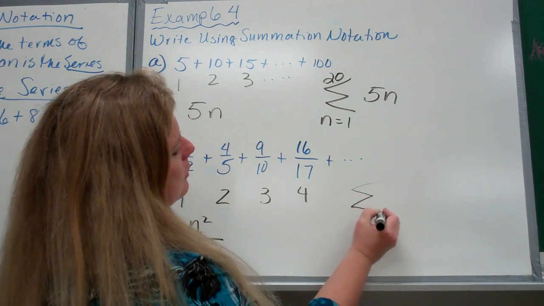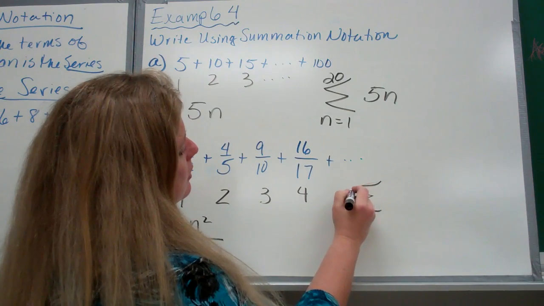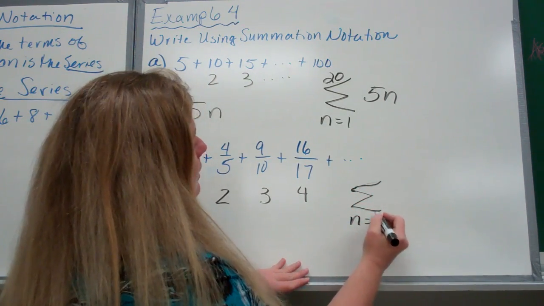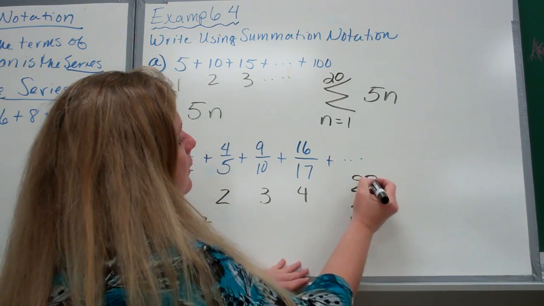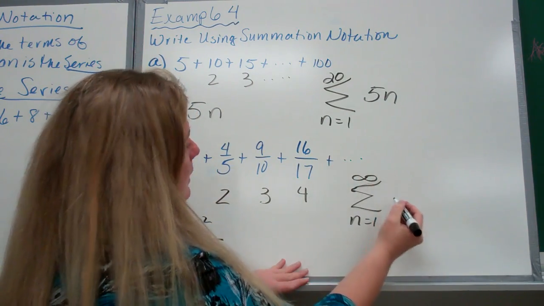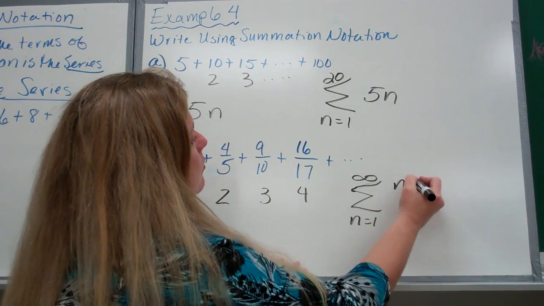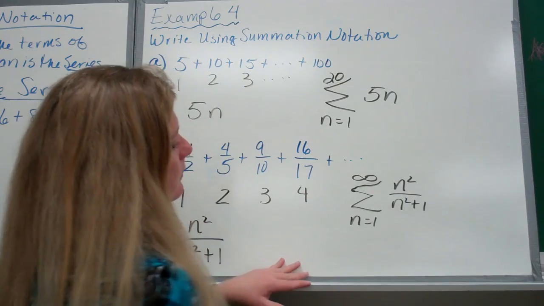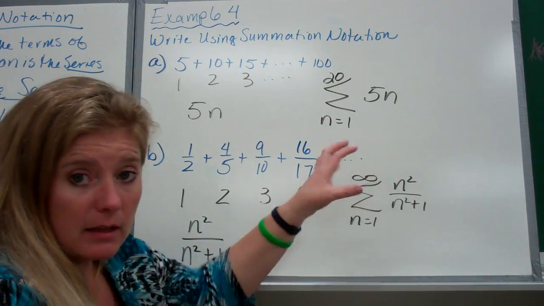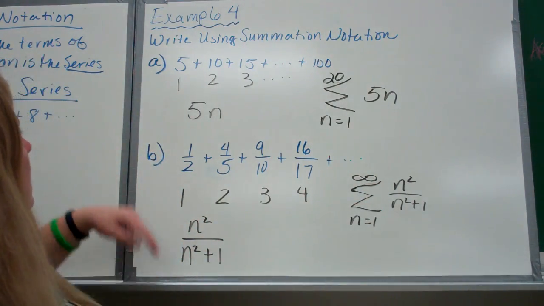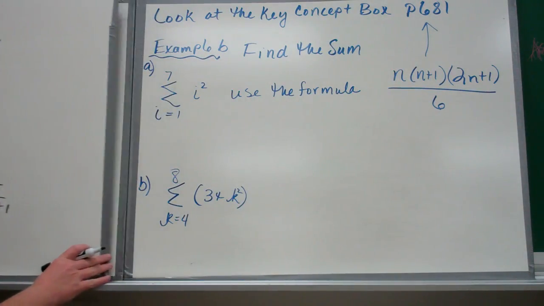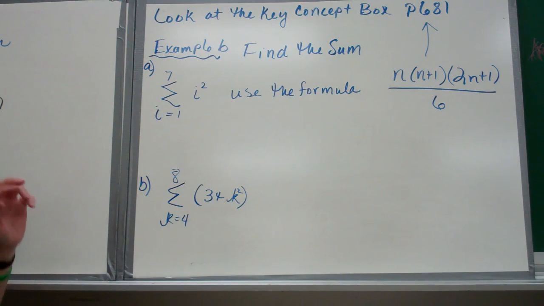Okay, use your sigma notation, and you're going to use sigma notation or summation notation a lot. Okay, n equals 1, and we're going to infinity this time because it is infinite. And we've got n squared over n squared plus 1. Okay, you're going to see this a lot in pre-calculus and calculus and all that stuff, because that's how they represent limits.